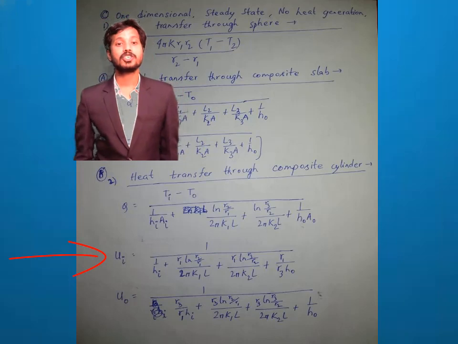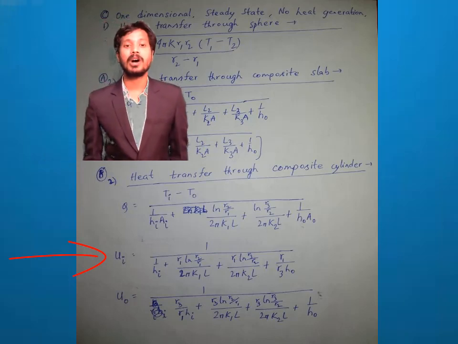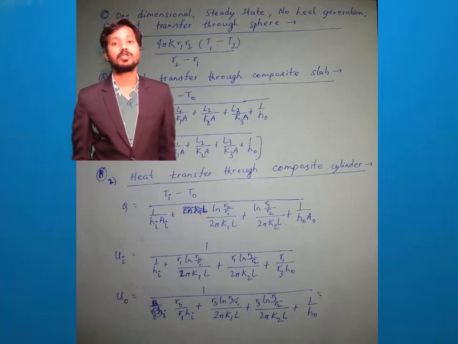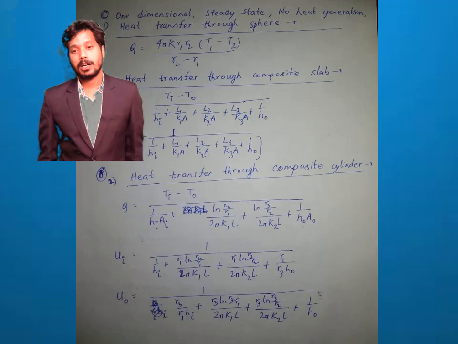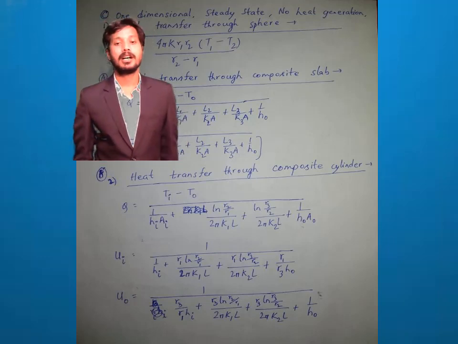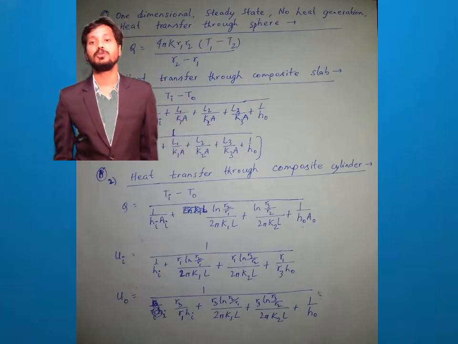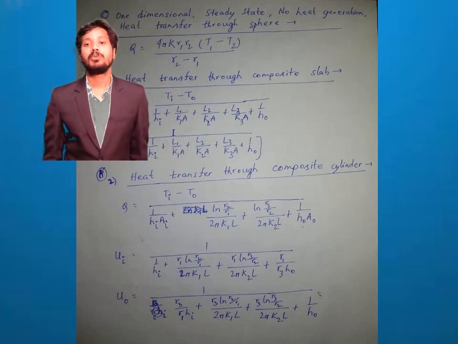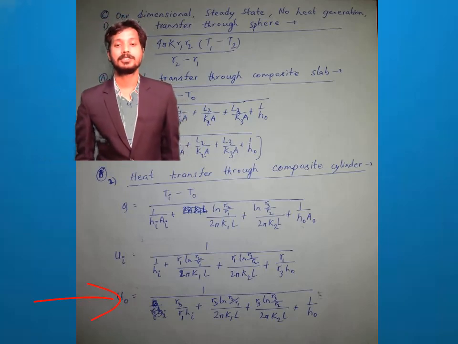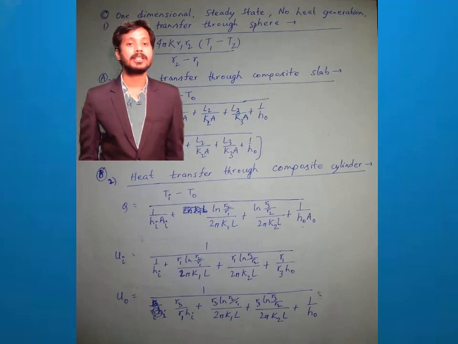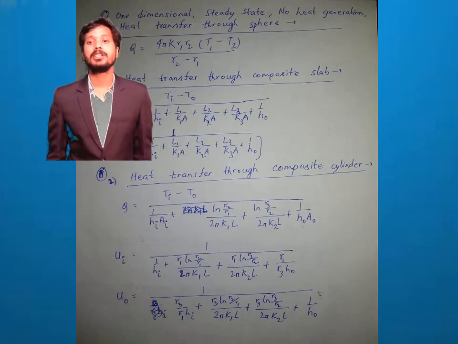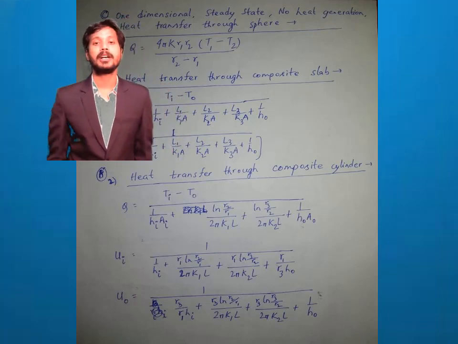The overall heat transfer coefficient based on inside area: Ui = 1/(1/hi + R1 ln(R2/R1)/K1 + R1 ln(R3/R2)/K2 + R1/(R3 h0)). Similarly, U0 = 1/(R3/(R1 hi) + R3 ln(R2/R1)/K1 + R3 ln(R3/R2)/K2 + 1/h0).